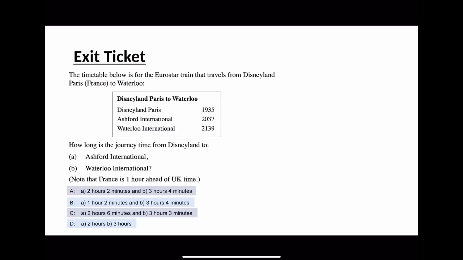And here's your exit ticket. The timetable below is for the Eurostar train that travels from Disneyland to Paris, France to Waterloo. How long is the journey from Disneyland to Ashford International and Waterloo International? You've got 4 choices there, A, B, C or D. You can write your answer on your whiteboard. Be ready to show your answer. Pause the video whilst you do that. Here's your answer.